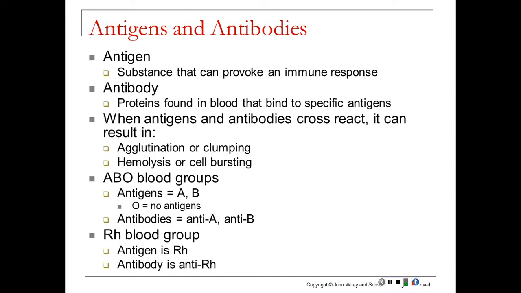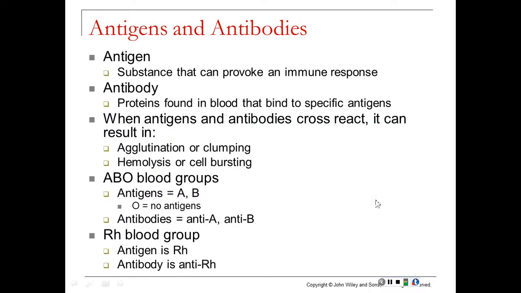If you have blood type O, that just means you have no surface antigens on the outside of your red blood cells. So the antibodies that are produced in our blood in response to blood types are anti-A antibodies or anti-B antibodies. There's also an R group. There's an antigen that's RH, and the antibody is the anti-RH.